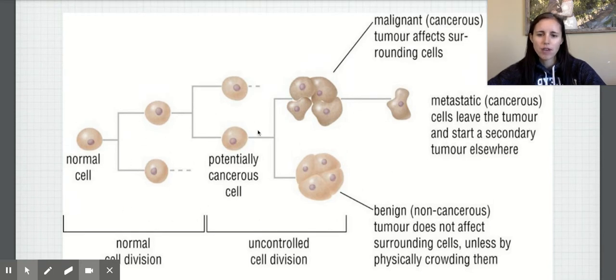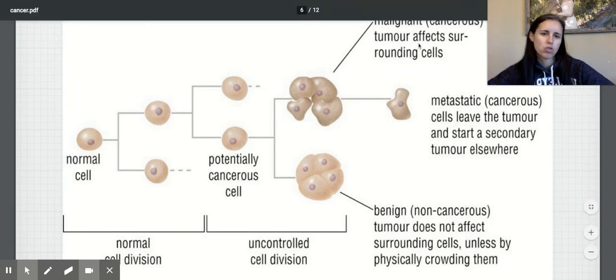So the more that you divide, the more likely it is to get to that uncontrolled cell division. So you have a normal cell that divides, it divides again, and if it starts dividing uncontrollably, that's that range for uncontrolled cell division. That's a potentially cancerous cell. There's 2 options here. You could have those cells form a benign tumor. That's a tumor that does not affect the surrounding cells unless it's physically crowding them. Or you can see how irregular this looks. This is a malignant tumor, and this is a tumor that's going to affect those surrounding cells.